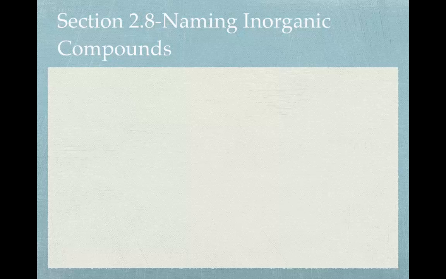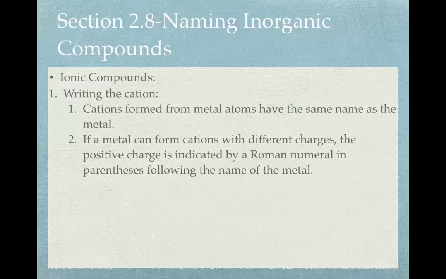Now that we've learned how to write the formula for ionic compounds, we're now going to learn how to name those ionic compounds. The first step is writing the name of the cation. Now, cations are formed from the metal atoms, and they have the exact same name as the metal.